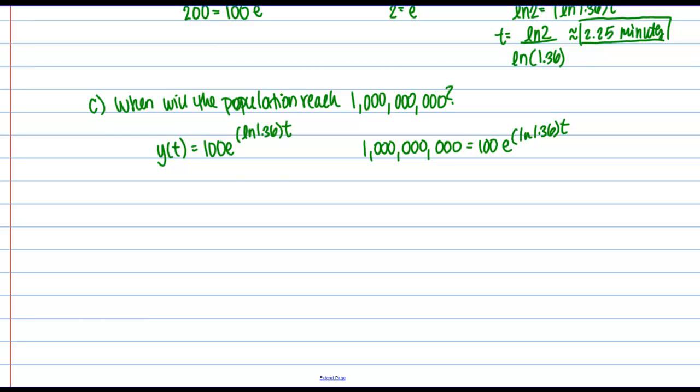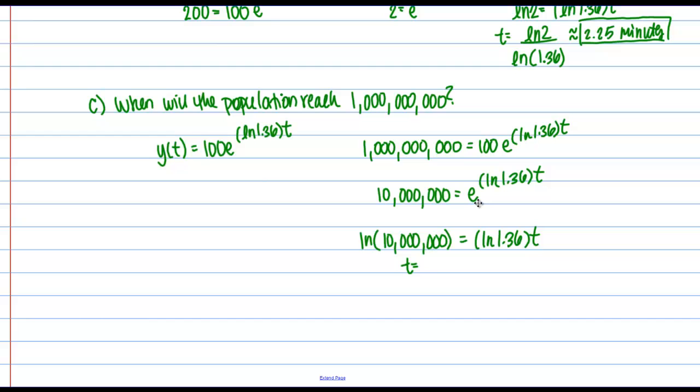And if I do that, I'm going to get 10 million equals e to the natural log of 1.36 times t. And now to isolate my t, I'm going to take the natural log of both sides. So I'm going to get the natural log of 10 million. On the right, taking the natural log is going to cancel out that e. So I'm just going to be left with the natural log of 1.36 times t.